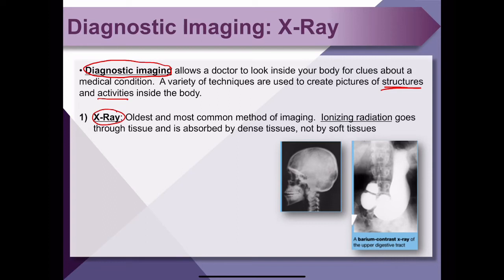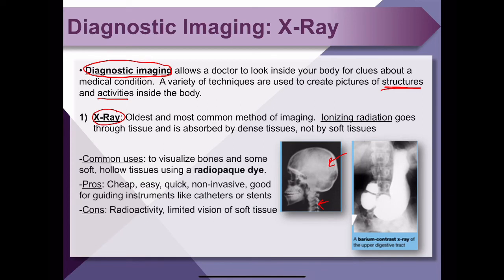This is why our skull or vertebrate bones always show up very nicely on X-ray images, because bones are a lot denser than our skin or fat tissue. So that's why we see very clearly how our bone is shaped through X-ray images. The common use of this technique, X-ray, is to visualize bones.